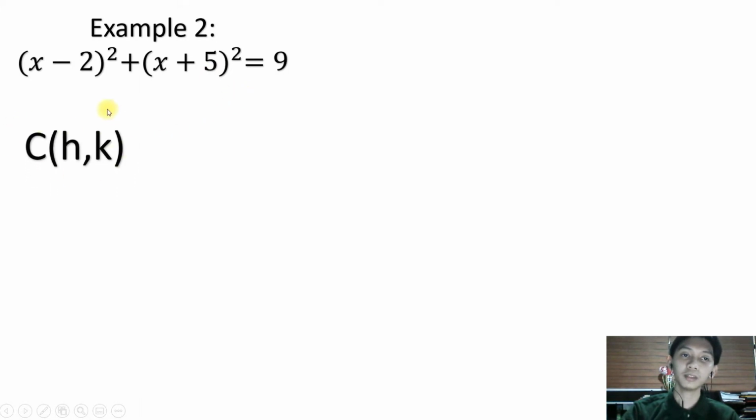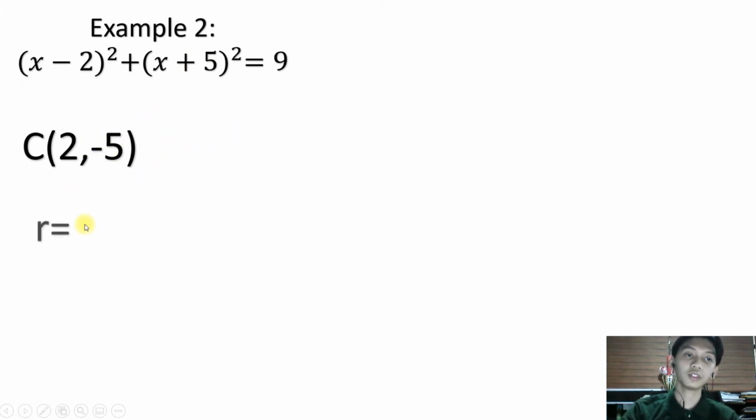We have to determine the coordinates of our center by identifying the values of h and k. In this case, we have to get the numbers inside the parentheses, that's 2 and 5, but we'll put the opposite sign. So instead of -2, we'll write +2. Instead of +5, we'll write -5.